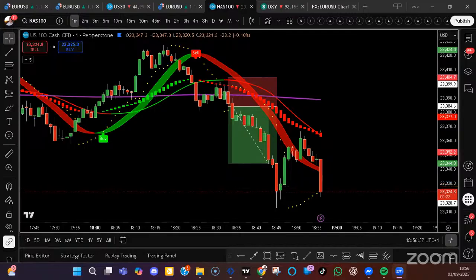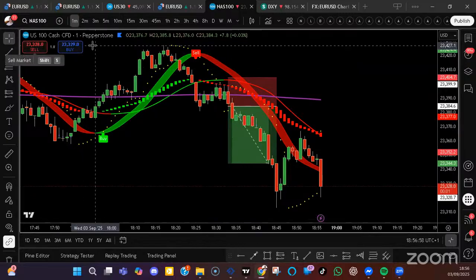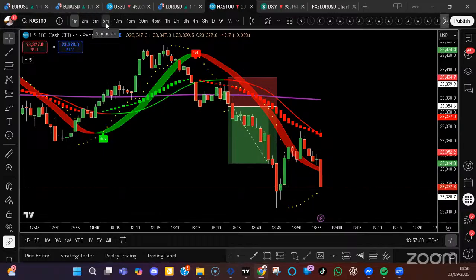It's 4 minutes to 7 in the evening here in the UK, looking at the adventures of the Academy 55 indicators and strategy on the US 100, also known as the NAS100, and also the EUR USD. So, as we can see, we're on the US 100 now. This is the sort of thing we're after.